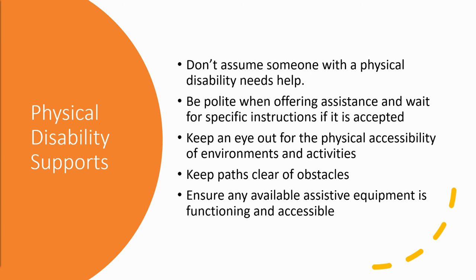When supporting a child with a physical disability, we mentioned this in the disability etiquette video, but don't assume that just because they have a physical disability, or any child with any disability, that they need help. Be polite when offering assistance and wait for specific instructions if it is accepted. For a child with a physical disability, definitely keep an eye out for the accessibility of environments and activities. Keep paths clear of obstacles, and any assistive equipment that may need to be used should be functioning and completely accessible.